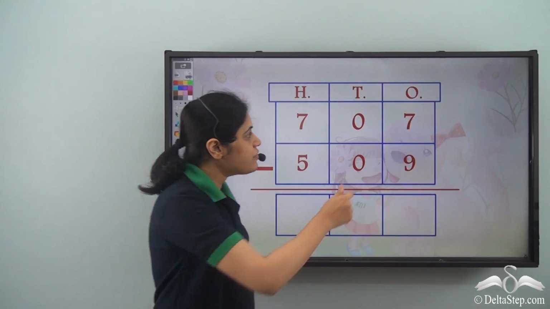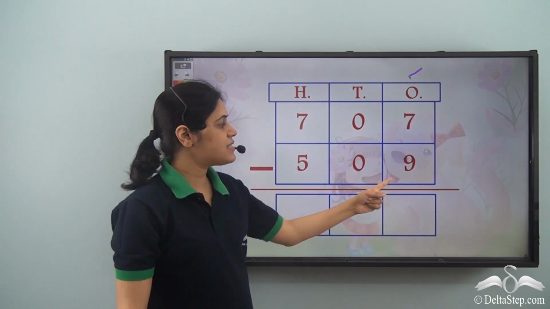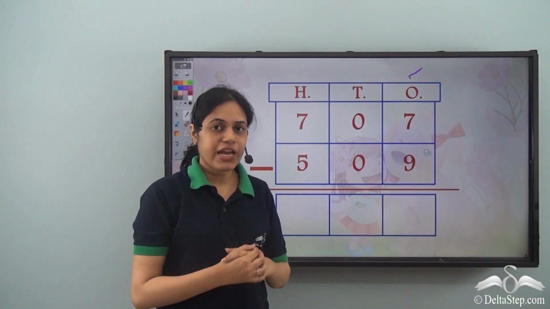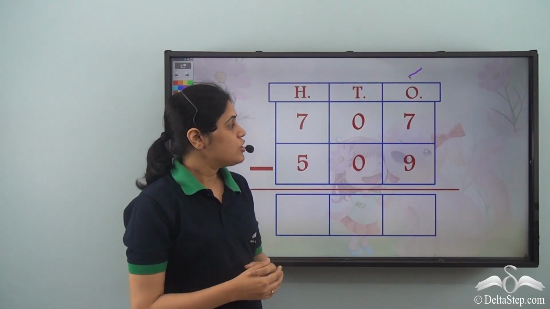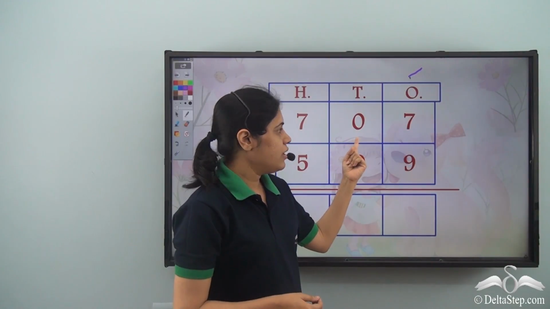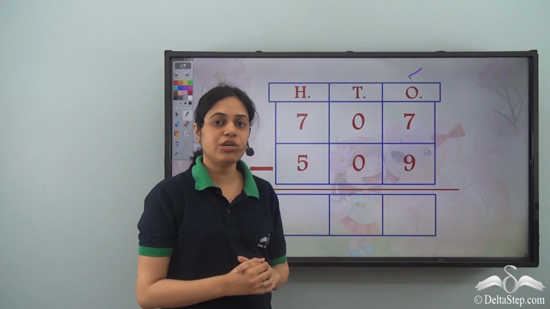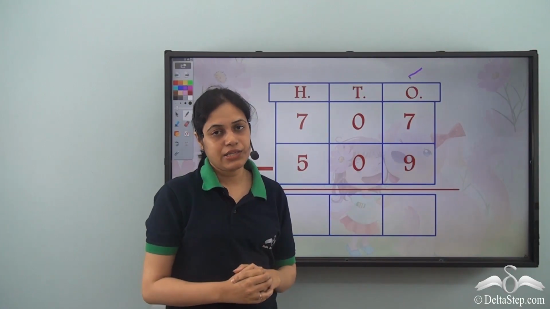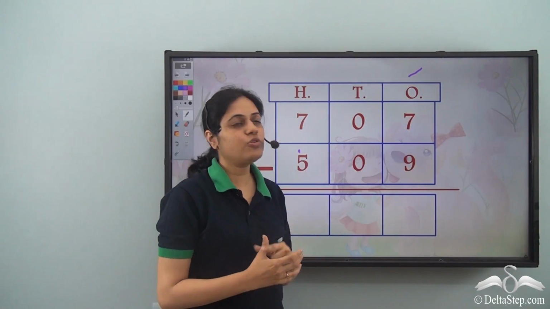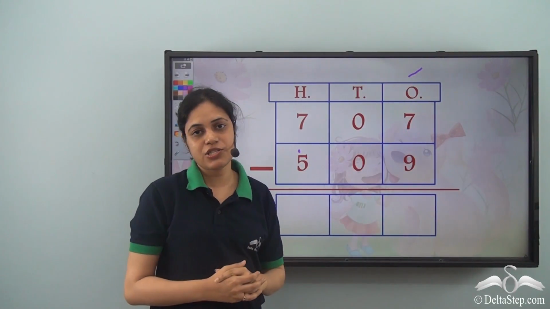So let's start with the ones room. In the ones room, I have 7 minus 9. Once again, since 9 is bigger than 7, I cannot do 7 minus 9. So what does this 7 need? It needs to borrow from this number. But this number is 0. 0 does not have anything to give. But 0 is very kind. It will take from 7 and give to this 7. So it will take from the hundreds digit and give to the ones digit.